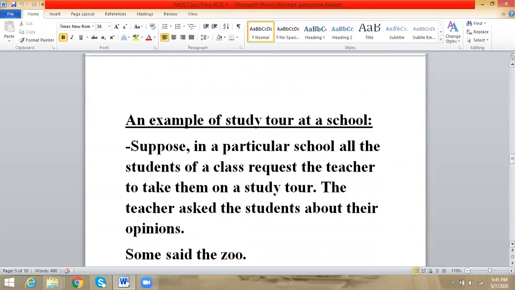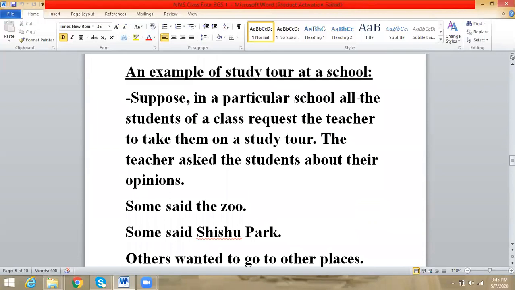Now I will give an important example of a study tour at a school. Earlier I discussed the 3 stages of democracy, so now I will explain them through this example. Suppose in a particular school, all the students of a class request the teacher to take them on a study tour. The teacher asks the students about their opinions.